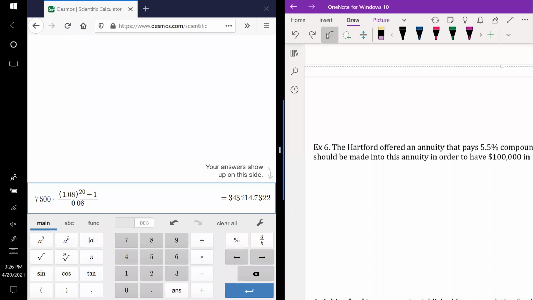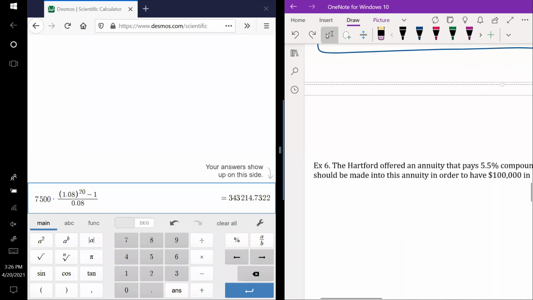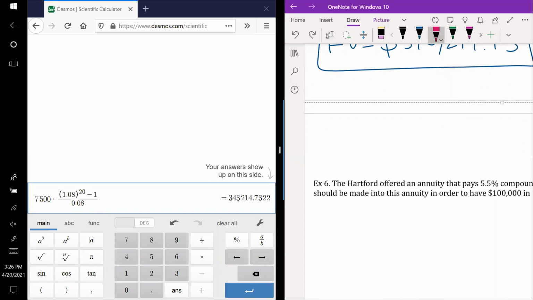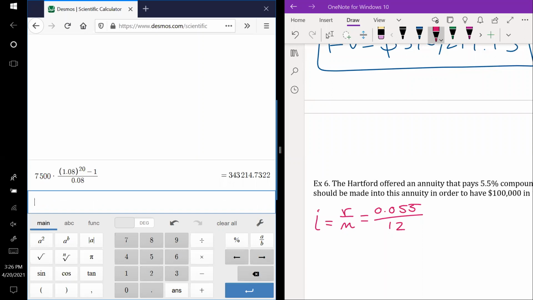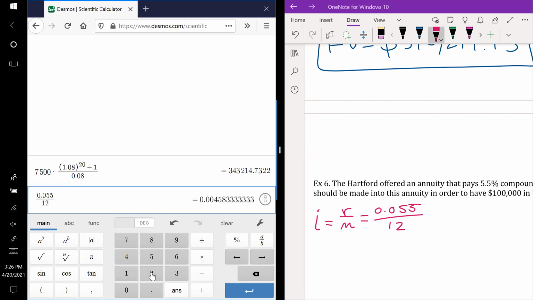And from our problem, it says that we're getting 5.5% compounded monthly. So that means we could put I together. So I, again, is the rate over compoundings. We're given 5.5%. So that's 0.055 over, and we are compounding monthly, so that's 12 months in a year. Now, again, let's see if that's a nice decimal number. I doubt it, though. 0.055 divided by 12, and it is not. So we will leave it as that ugly fraction.